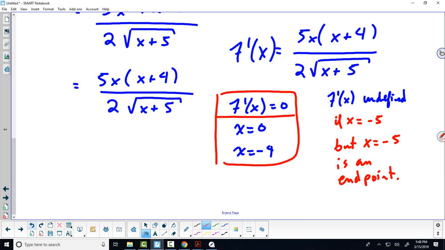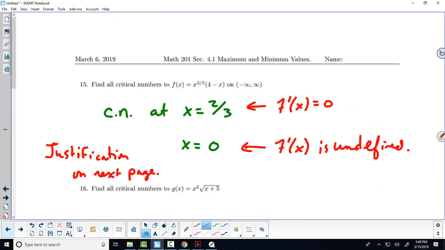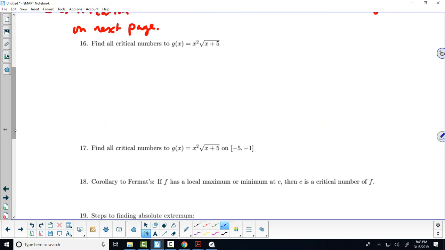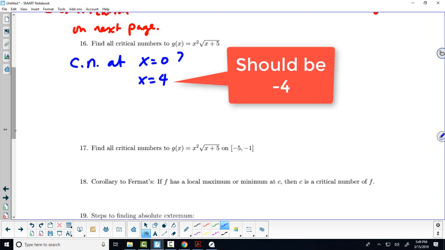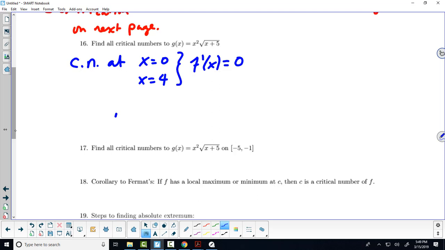So what are the critical numbers of this function? Okay. So we have critical numbers at x equals 0 and at x equals negative 4, because these are the places where f prime of x is equal to 0, and there were no others.